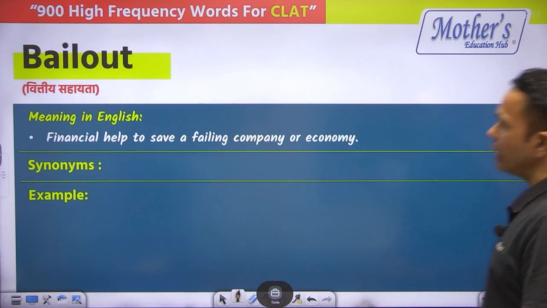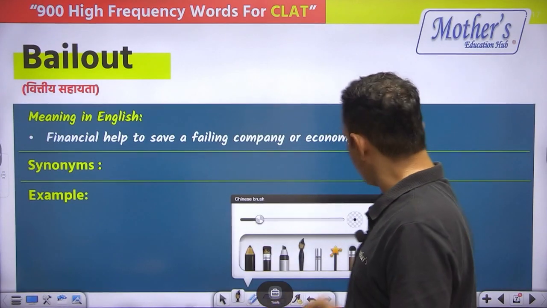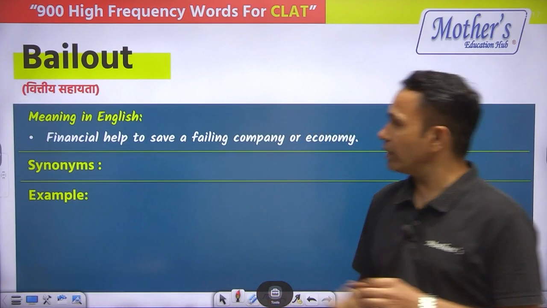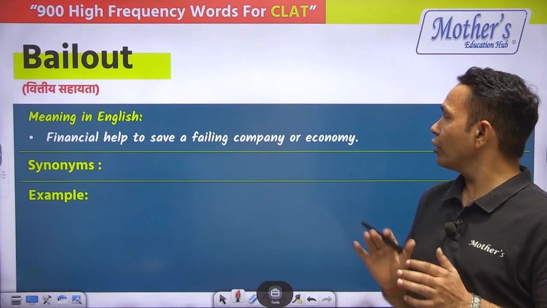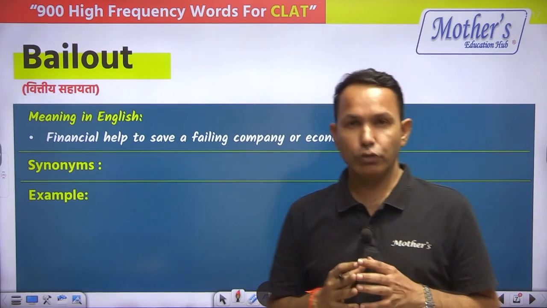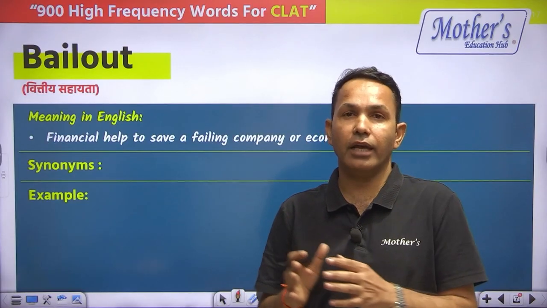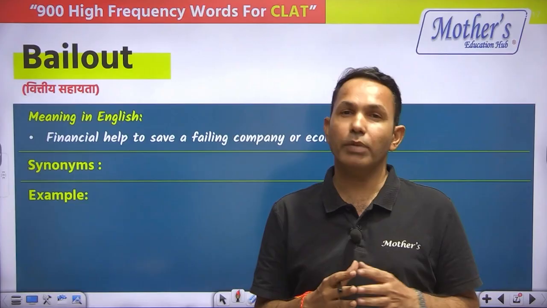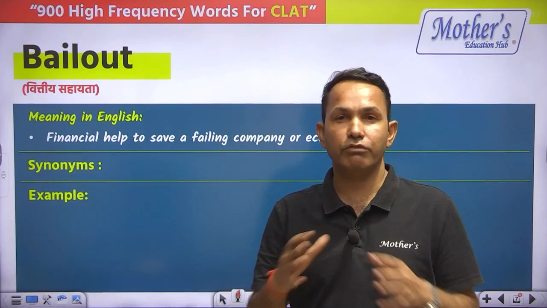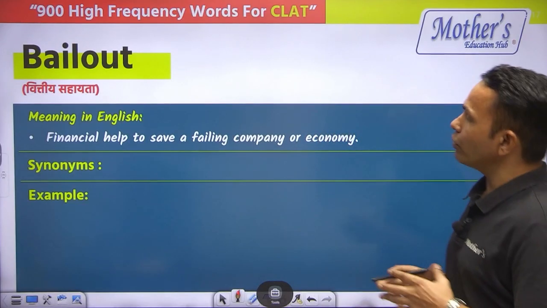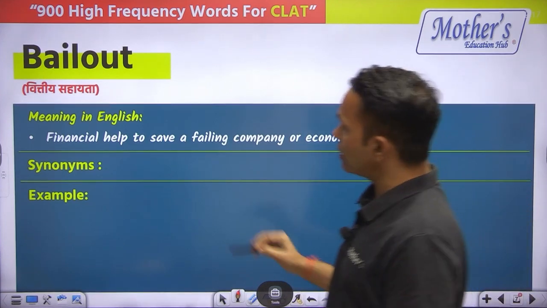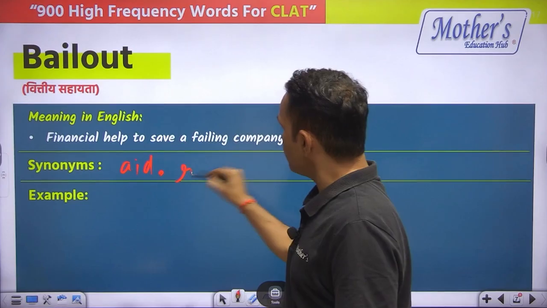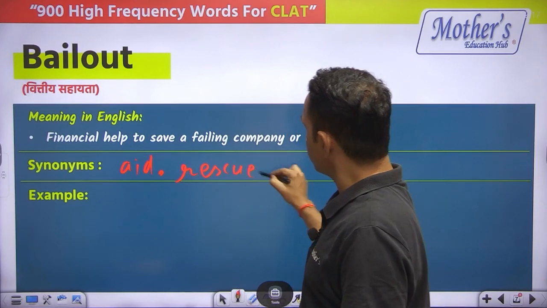Students, our next word is bailout. Can you guess the meaning of bailout? Bailout means financial help to save a failing company or economy. You might have read such sentences in newspapers, that the bank received a government bailout. So bailout is given to a company that is failing or an economy that is possibly going into recession. Similar words are aid, rescue, support, help.